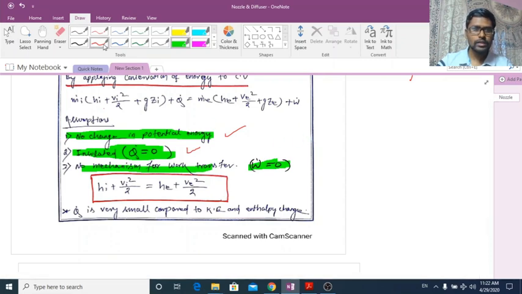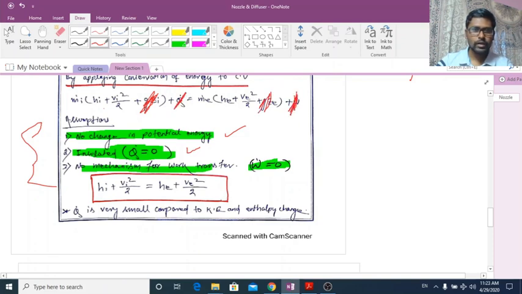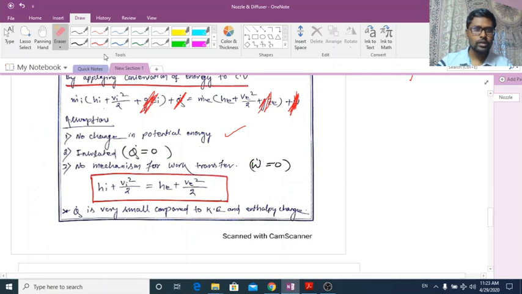If you put all these three assumptions, what will we get? That means we are neglecting potential energy, so g zi and g ze will be neglected. No heat transfer, Q dot neglected. No work transfer, W dot neglected. Okay, so if you put all the assumptions, what will we get? That is hi plus vi square by 2 is equal to he plus ve square by 2.